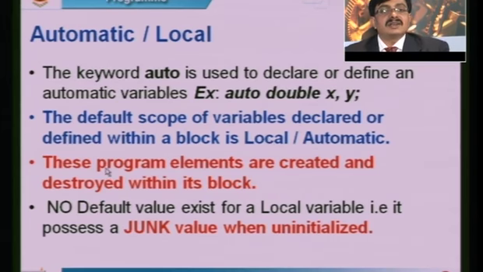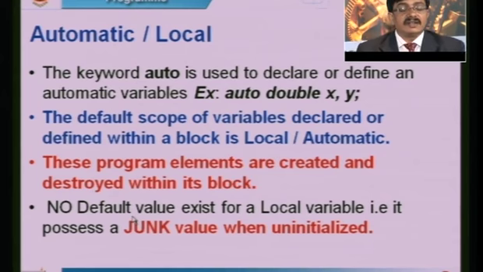These program elements are created and destroyed within their block, which means the lifetime of the local variables is present only within the block in which they are declared. In the example you will get to know what exactly the lifetime of a variable means. Now, no default value exists for a local variable; it possesses a junk value when uninitialized. We have seen that even in the case of arrays and in a normal declaration, if you are not initializing any value, they possess some junk or garbage data. These are the local variables.